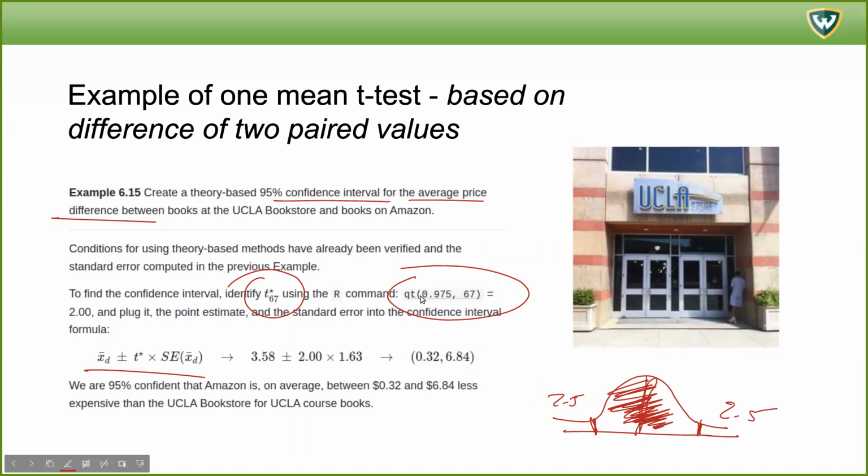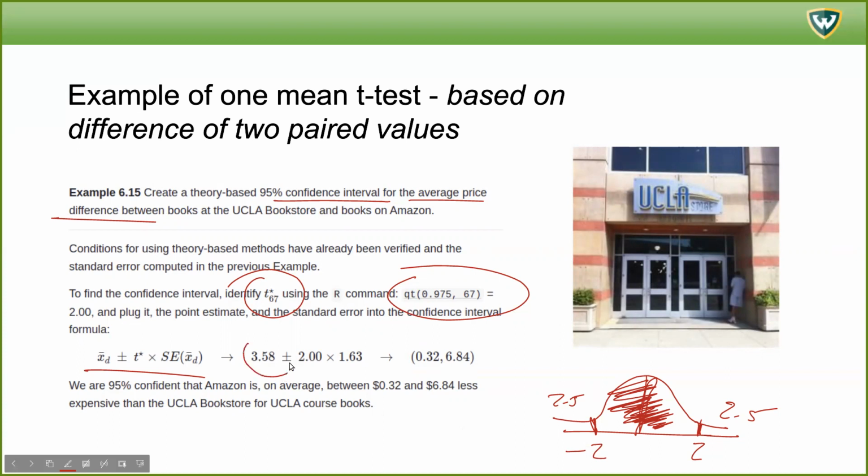So the QT, if you put 0.975, which is 1 minus 0.025, you get 2. So 2 here. We don't need to do it to the other side, as I mentioned before, that you can assume that it's negative 2 and 2.